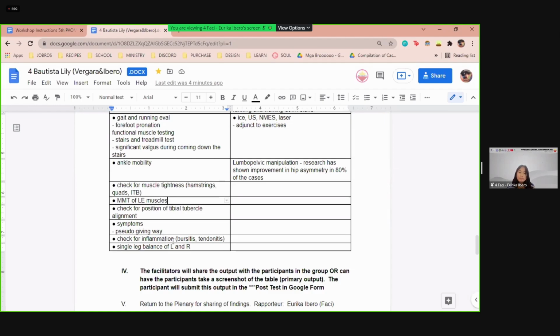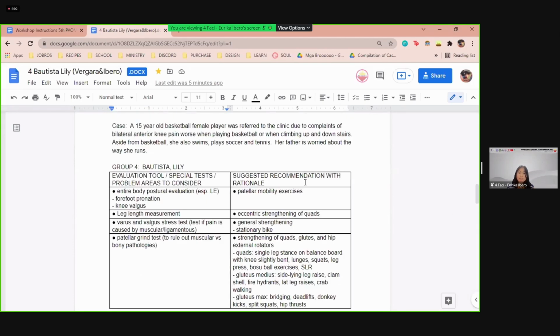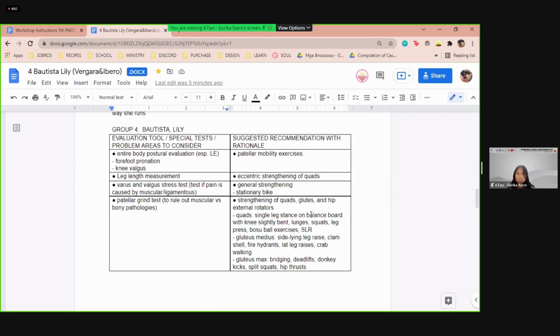We check for inflammation, the bursitis or tendinitis, and checking for single leg balance of your left and right leg. Okay, so in no particular order for the suggested intervention, we have our patellar mobility exercises. Another is your eccentric strengthening of your quads.